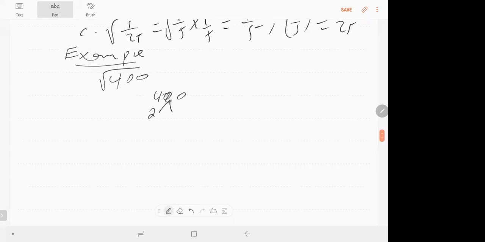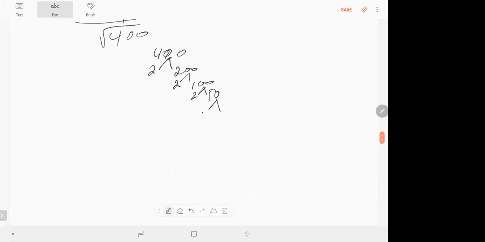400 divided by 2 is 200, divided by 2 is 100, divided by 2 is 50, divided by 2 is 25, and divided by 5 is 5.